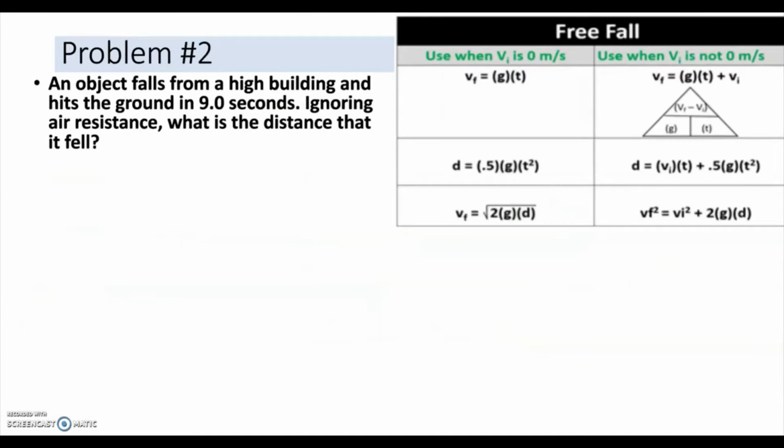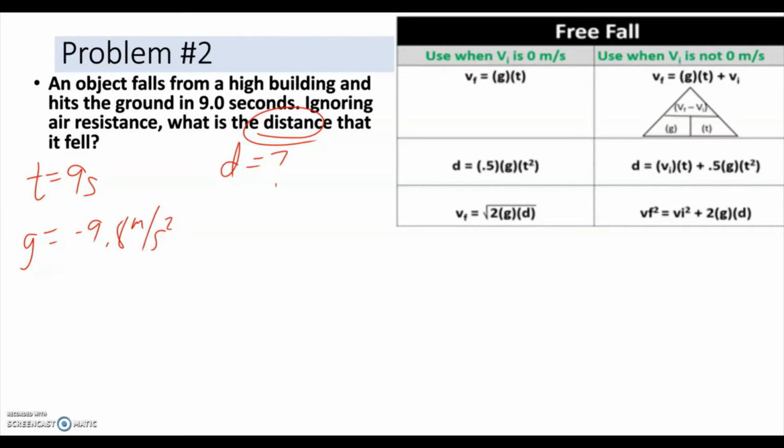Problem number 2. An object falls from a high building and hits the ground in 9 seconds. So for this one, we already know that our time given is 9 seconds. Ignoring air resistance, what is the distance that it fell? So for this one, we need to know the distance, or essentially the height of the building. As always, we know gravity. And so far, that's all that we know.